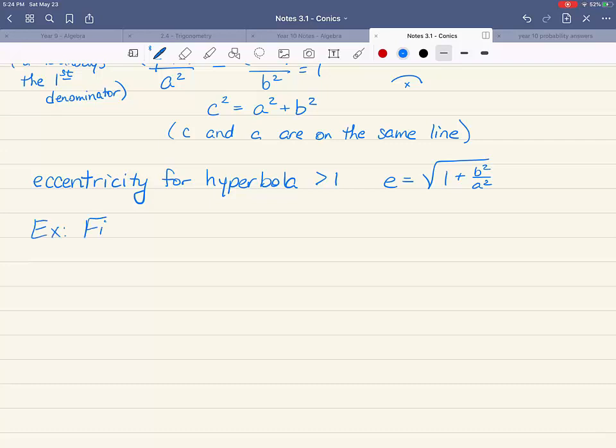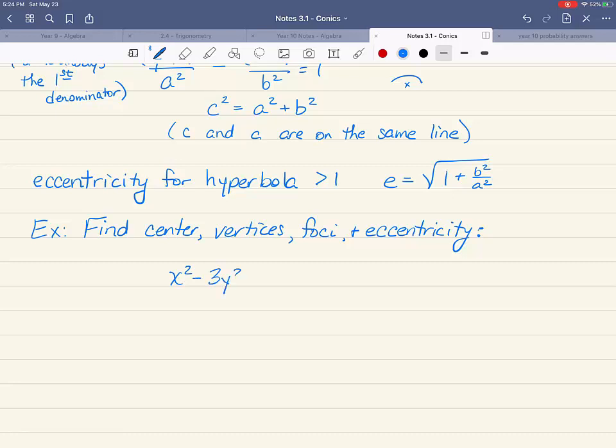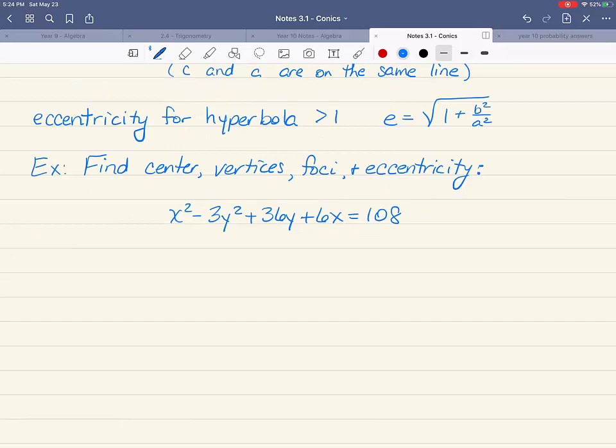I want to find the center, the vertices, the foci, and the eccentricity for the following problem. And this one involves some completing the square. X squared minus 3y squared plus 36y plus 6x equals 108. Now in order to do this, we have to complete the square like we did in the Hyperbolas 1 video. We need to put the x's and y's together. Notice these are slightly out of order, so make sure you do it carefully.